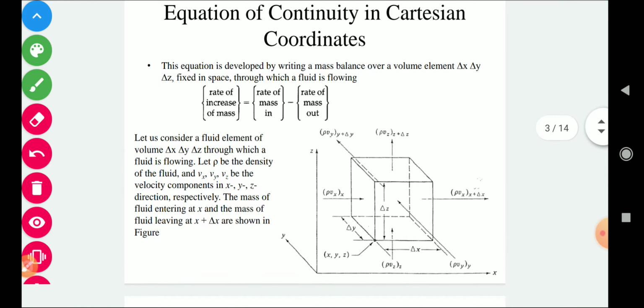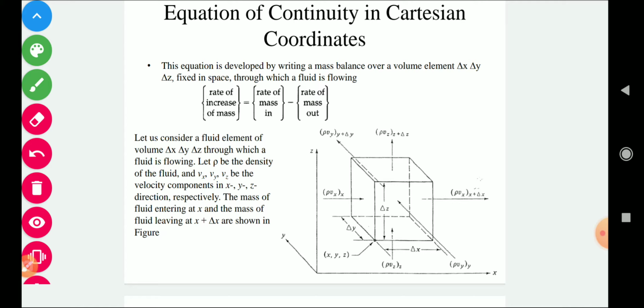This equation is developed by writing a mass balance over a volume element delta x, delta y, delta z fixed in space, through which a fluid is flowing. Then the rate of increase of mass will be equal to the rate of mass in minus the rate of mass out, because the mass is conserved.